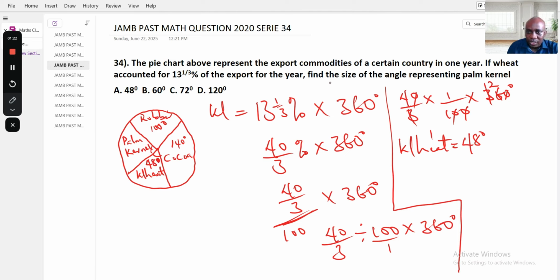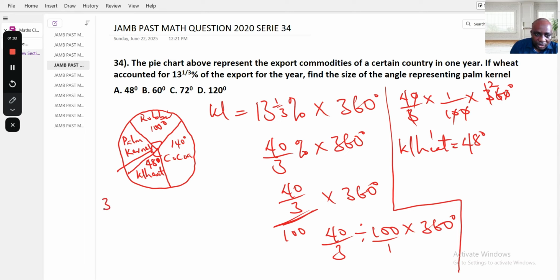Now, the question is asking us to find the size of the angle representing palm kernel. Therefore, what is left now is this one. The palm kernel does not have anything. We have 100 here, we have 140 here, and we have 48 here. It means that the total of it must be 360, isn't it?